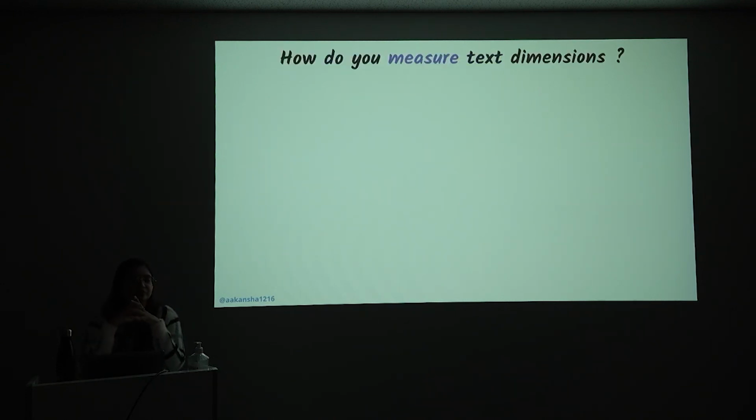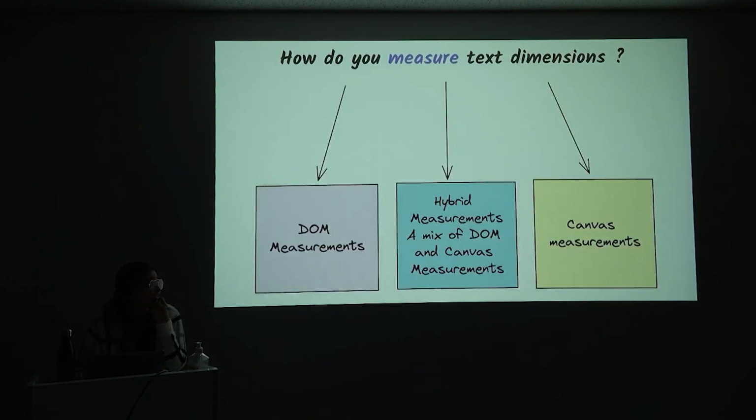So how do you actually measure the text dimensions? That is the next thing. How do you measure the text dimensions in Canvas? There are a couple of approaches to do that. The first one is using DOM measurements, which is pretty straightforward. The second is using hybrid measurements, which is basically a mix of DOM measurements and Canvas measurements. Canvas also has a measurement API, which I'll cover in a bit, and that's why the name is hybrid. And the third one is purely Canvas measurements. We'll be going through each of these approaches, diving into the pros and cons of each, and then you can take the call on which approach works best for you.